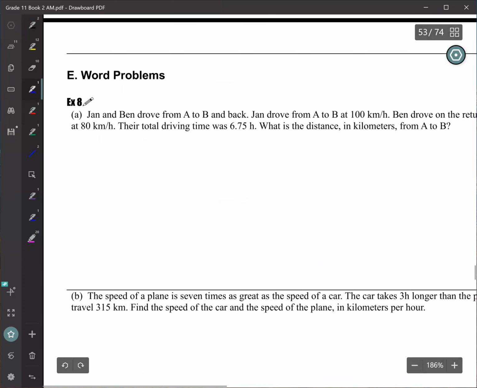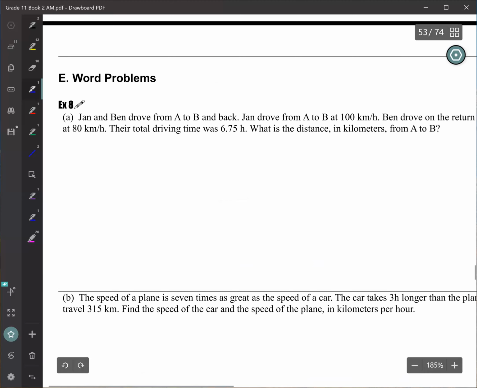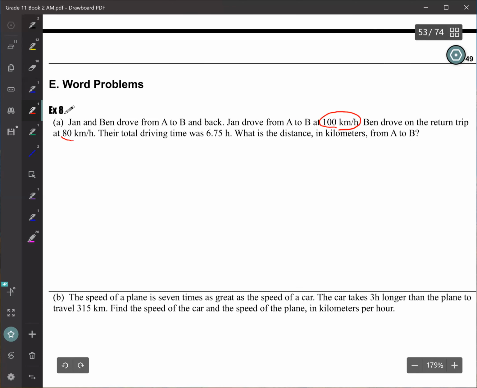All right, so before we begin, if you briefly skim through the question, this one is talking about driving and mentions 100 kilometer per hour and another thing, 80 kilometer per hour. It mentions the driving time, and we are looking for distance. So it has something to do with time, distance, and the speed they are driving. These are called the speed.